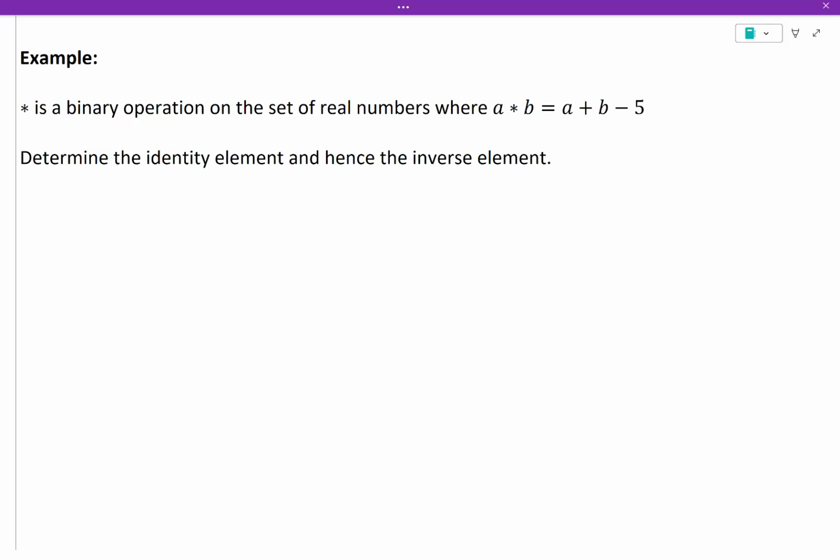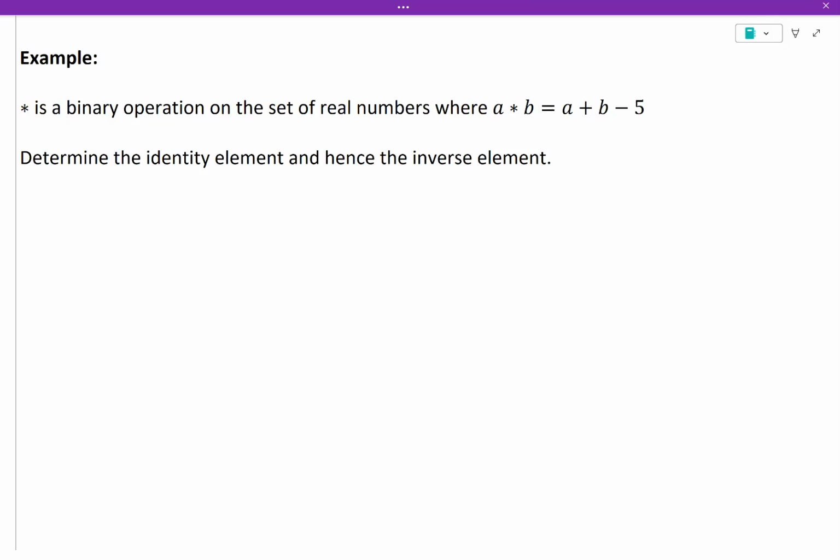So we've got a binary operation on the set of real numbers. Our binary operation is written out algebraically, which is why we're probably going to have to do this process. It's an infinite set of real numbers, so we can't draw out a Cayley table, so we're going to have to do it algebraically.